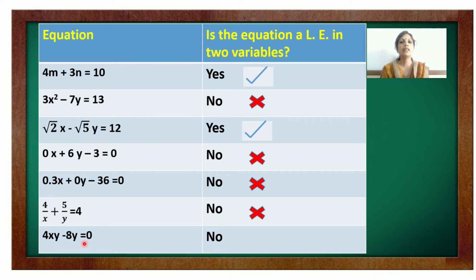4xy minus 8y is equal to 0. Now here also there are 2 variables, but if you see the first term 4xy and compare it with the standard form, it is not proper, so it is not a linear equation in 2 variables. So I have given you all possible equations wherein different combinations are there. I hope this activity will be very useful to you to brush up the things and understand which equations are linear equations in 2 variables.